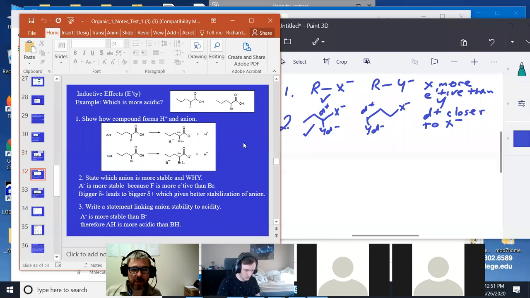All right, let's look at the next one. So Sierra, this is what you were asking about. What happens if it's a different atom? But look where they're attached. They're attached to the same place. Right, that's the difference. Hopefully you're clear on that.